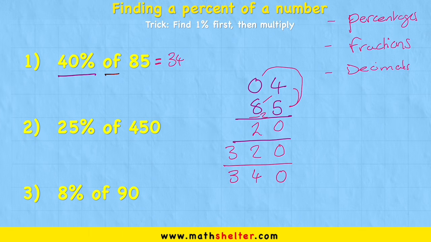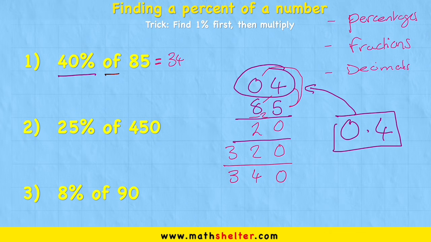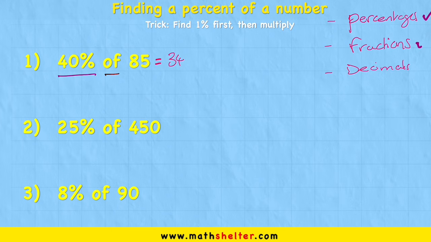But don't forget that at the start, my 0.4 that I converted into just a 4, officially what I did was make it 10 times larger to become just 4. So now I need to make it 10 times smaller to become 0.4. And to do that, I'm going to put the decimal place one place from the start. Or in other words, how many digits were after the decimal? 1. So now I need to also make sure there's 1 digit after the decimal. So what's the answer? 34 again. So I have 3 ways of working out a question like this. I can keep it as a percentage, find 1% and then multiply. I can turn them into fractions, or I can turn them into decimals.